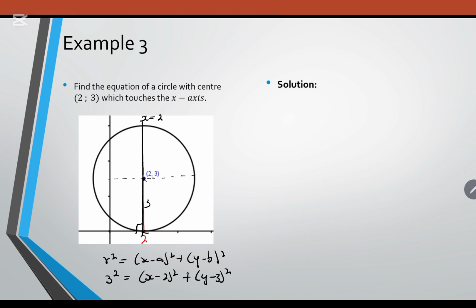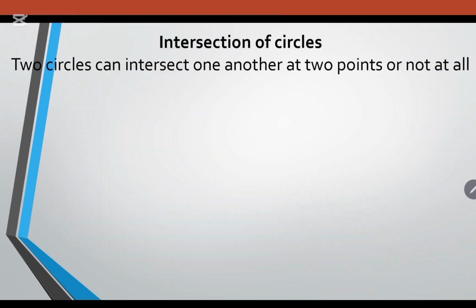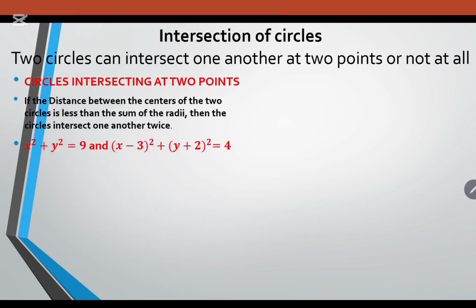And therefore this is (x − 2)² + (y − 3)² = 9. So that is the equation of the circle. Now, one last thing that we need to look at is the concept of intersection of circles. Two circles can intersect one another at 2 points, or they may not intersect at all. So let us look at that scenario.